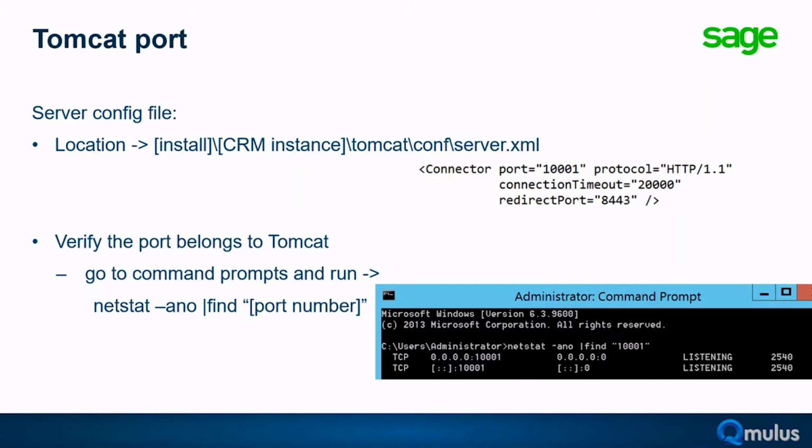So I know that 2540 belongs to some kind of service. If I now go into my services and check if there is a service running with 2540, you will see that it is definitely your Tomcat service. Now your services could have different numbers, but this one is my process ID number.